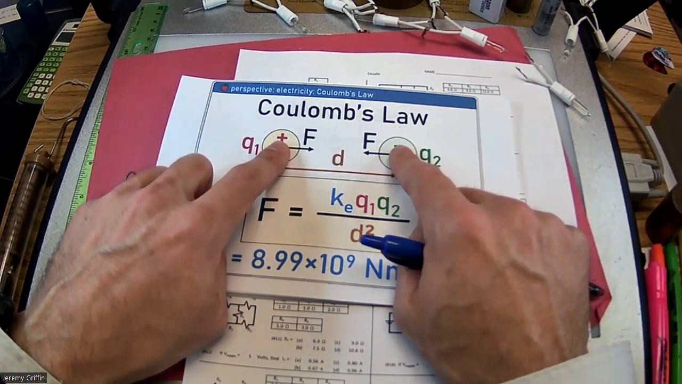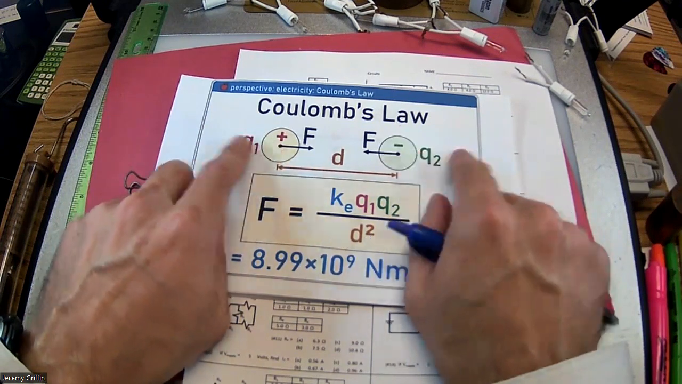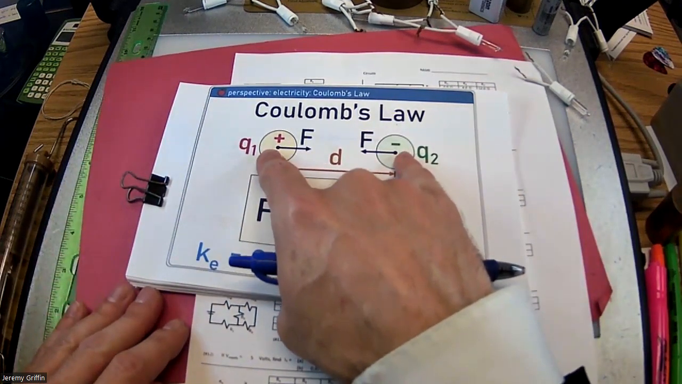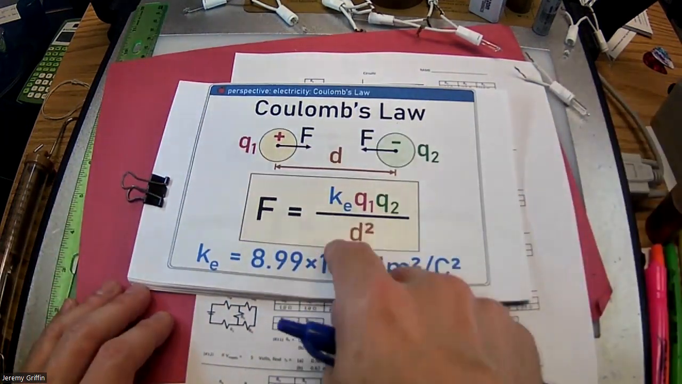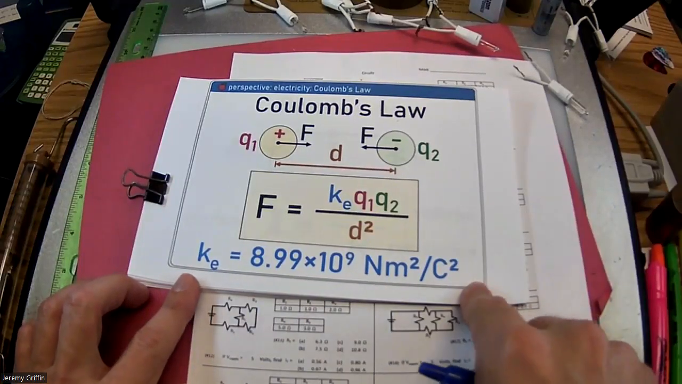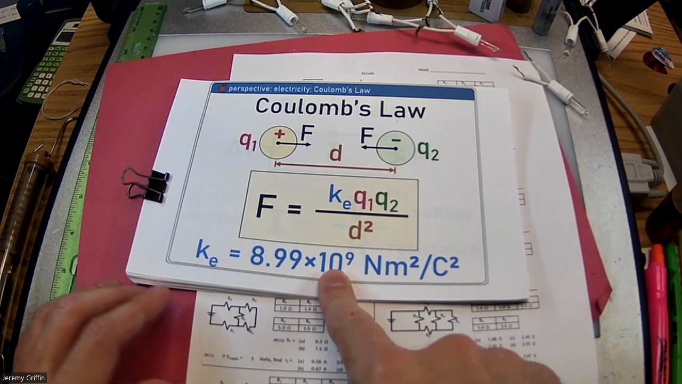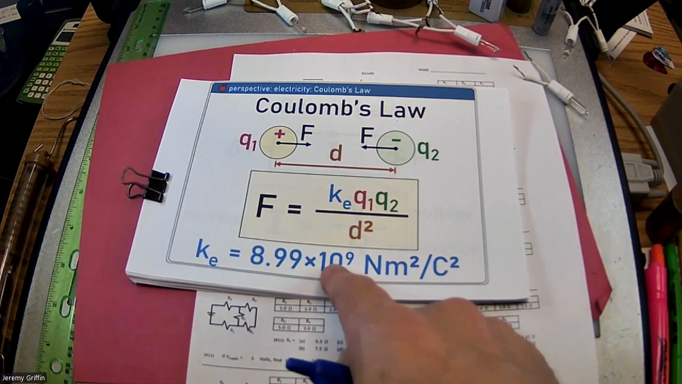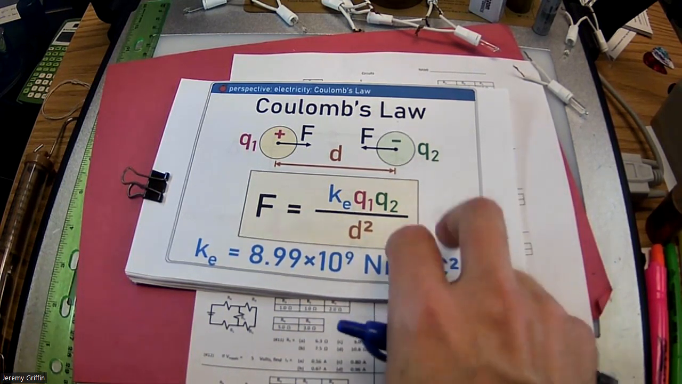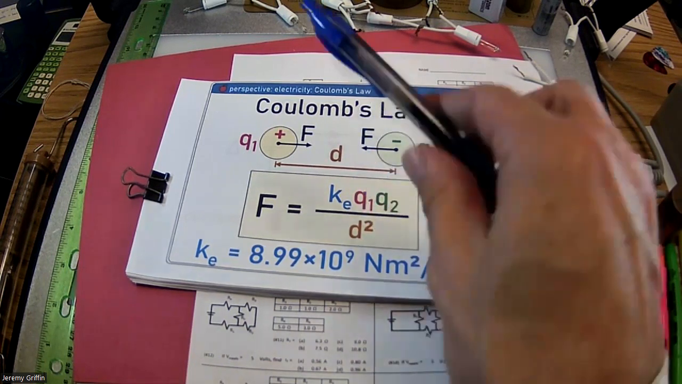If I had positive positive, that would repel, or negative negative would also repel. Here I drew opposite charges, which would be an attraction. That's the magnitude of the force there. There's the electrostatic constant. Interesting to note, this is a huge number, like 10 to the 9, a billion, versus universal gravitation, which is like 10 to the negative 11. So this is a much, much stronger force. You see that right here.